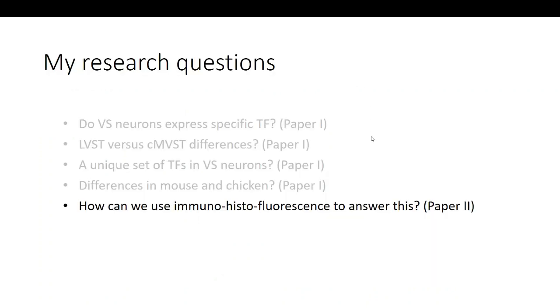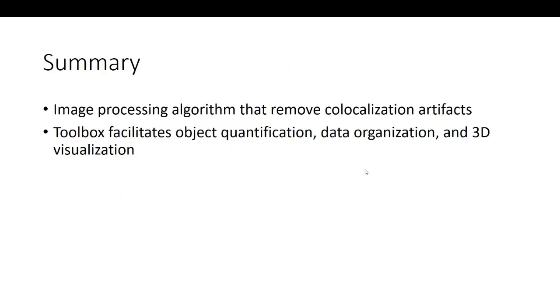So to summarize, we found a method that could be very efficient to analyze confocal data if you have a lot of different fluorescent labels, and especially if you analyze transcription factors that are only staying in the nucleus, and avoid certain types of false negatives and false positives. And we also designed a complete toolbox that allows you to quickly count, organize, and make 3D reconstructions and visualizations of this.